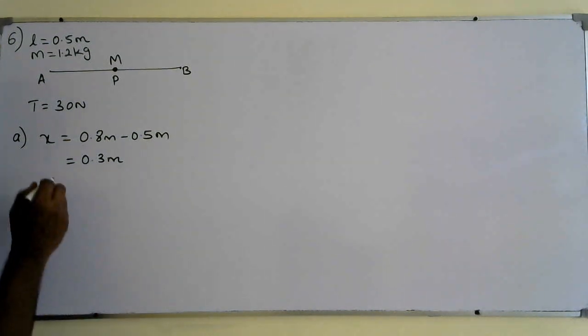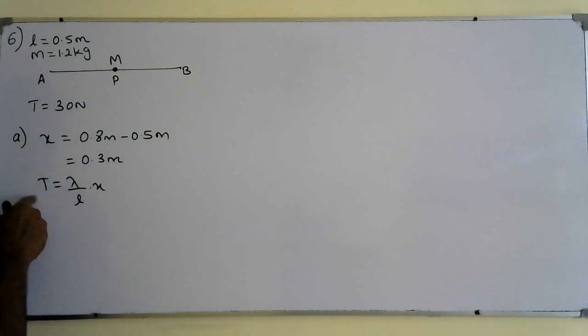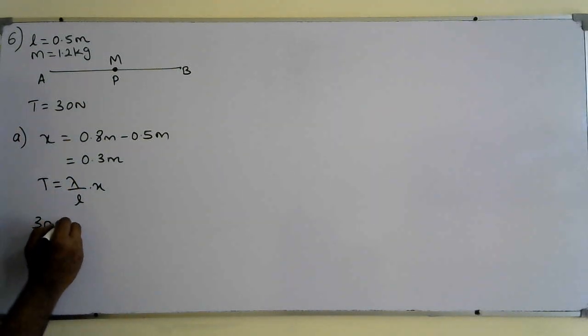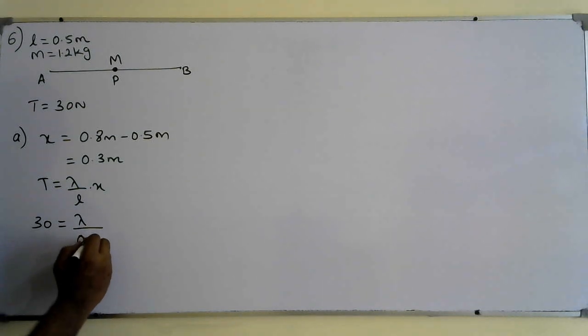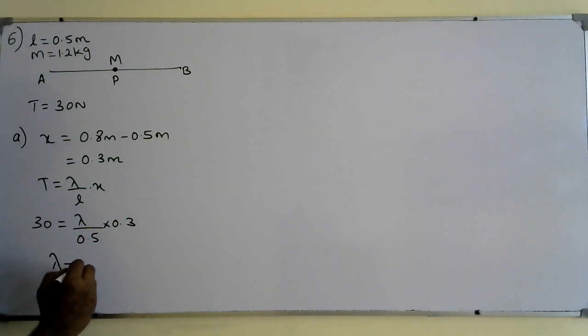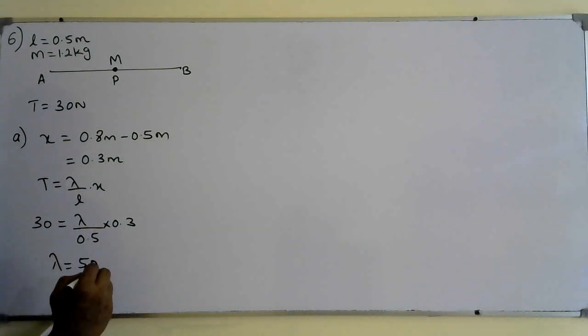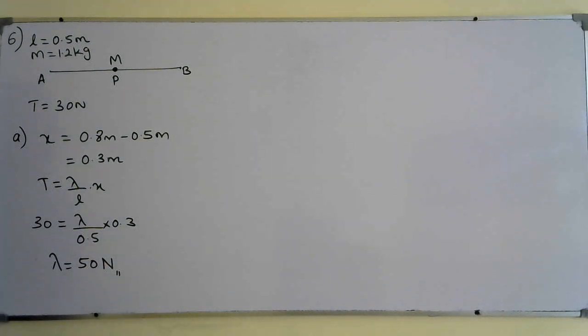So we'll use the equation T equal lambda over L into x. Tension given 30 newton, we need to find the lambda. Natural length is 0.5. Extension is 0.3. Find the lambda. You will get 50 Newton. That's the first part answer.